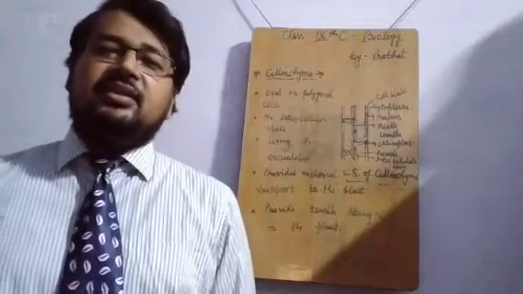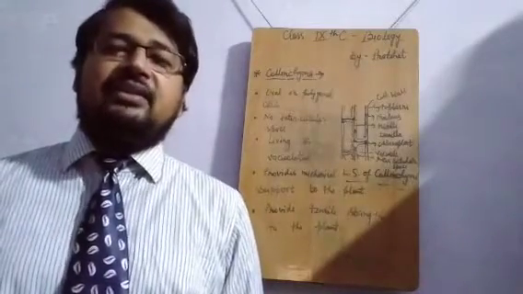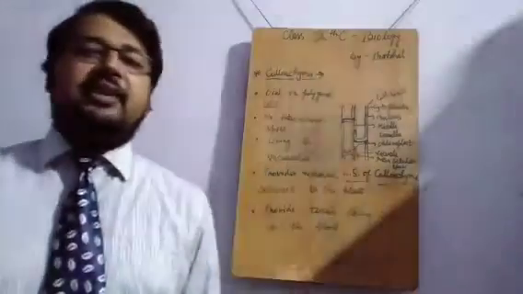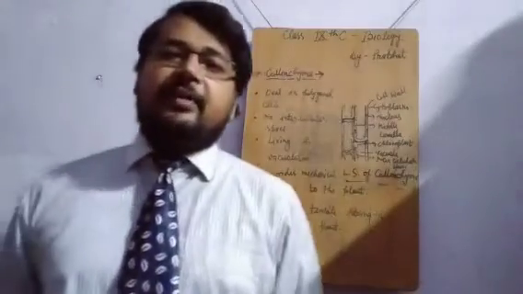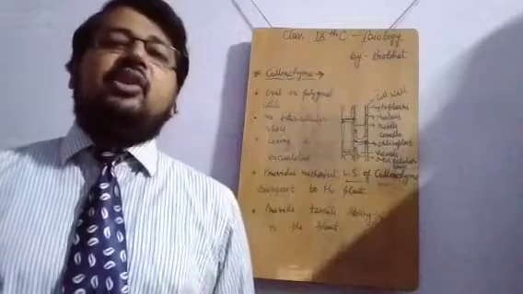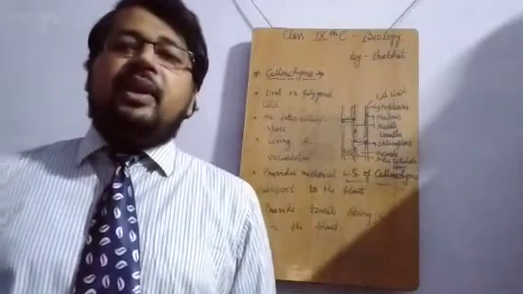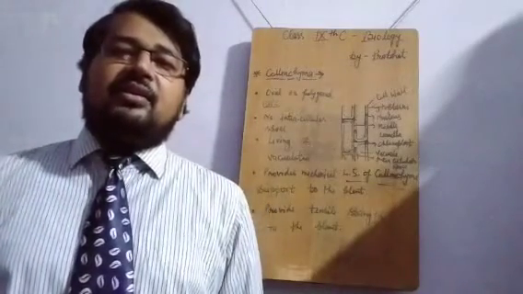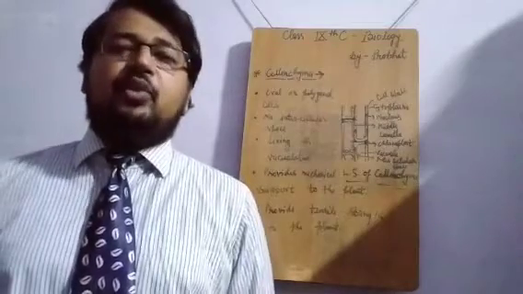Collenchyma provides mechanical support and elasticity, flexibility to the plants where it is found. But sclerenchyma, the next simple permanent tissue that we are going to study after discussing this, doesn't provide elasticity, it only provides the mechanical support.